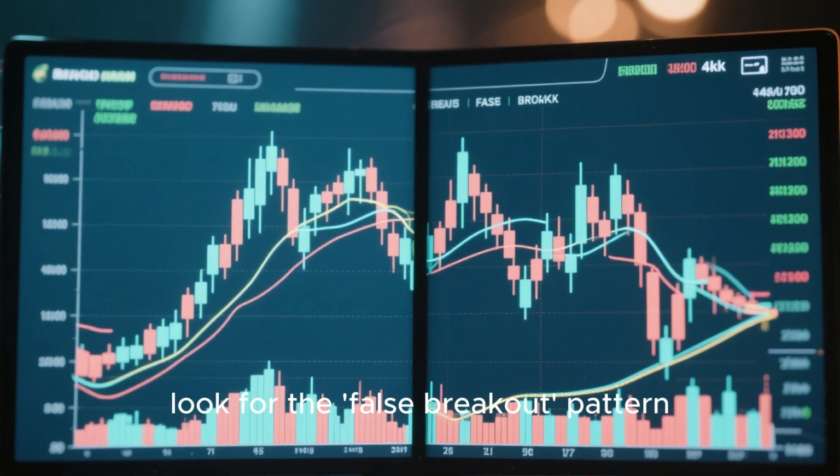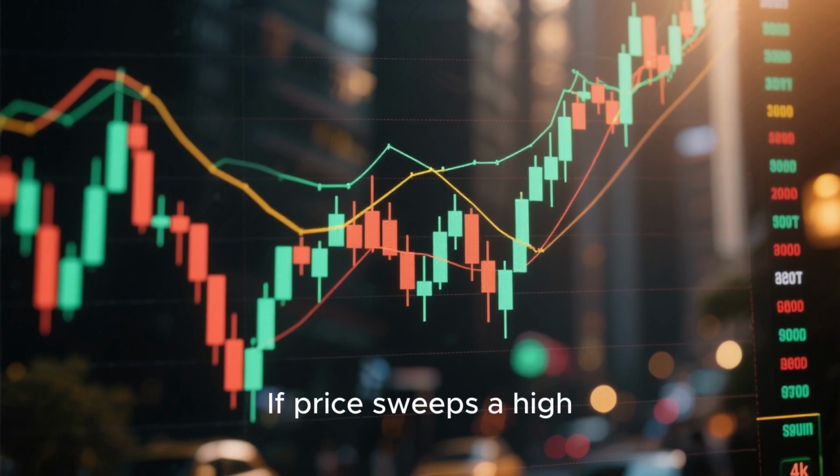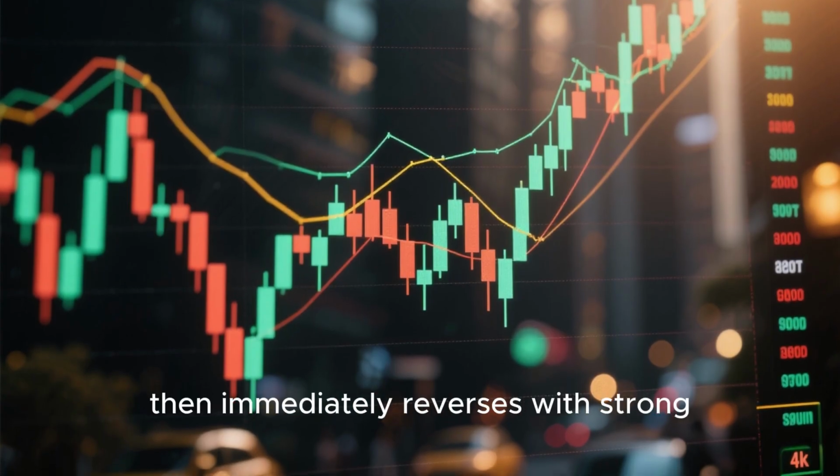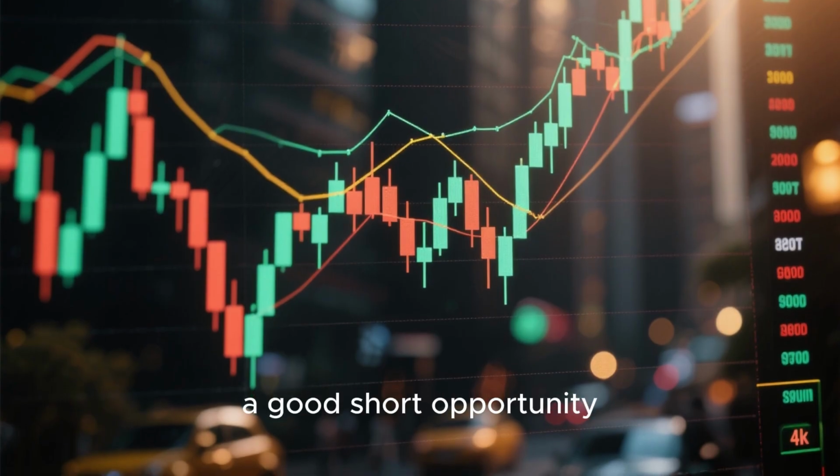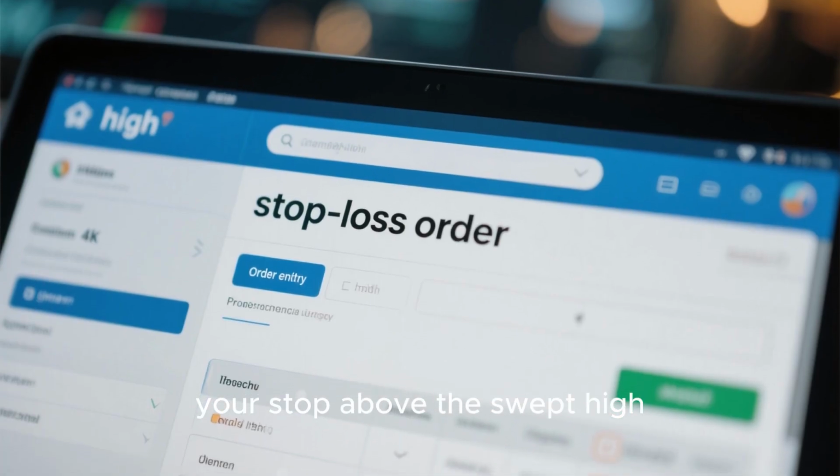Next, look for the false breakout pattern. If price sweeps a high, then immediately reverses with strong bearish candles, that often signals a good short opportunity. You can then place your stop above the swept high.